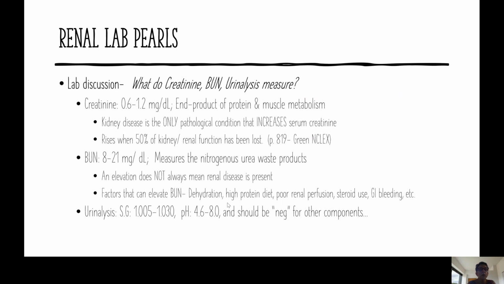So if you saw creatinine elevated in one patient and BUN elevated in another patient, which of those two patients would you think had the more severe renal problem? If you thought the person with the elevated creatinine, you would be correct. The BUN can be elevated for a lot of other different reasons, and does not necessarily mean that there's been damage to the kidney. So as I mentioned, the creatinine rises when 50% of the kidney or renal function has been lost. And I gave my page reference, and that's 819 in the green NCLEX book.